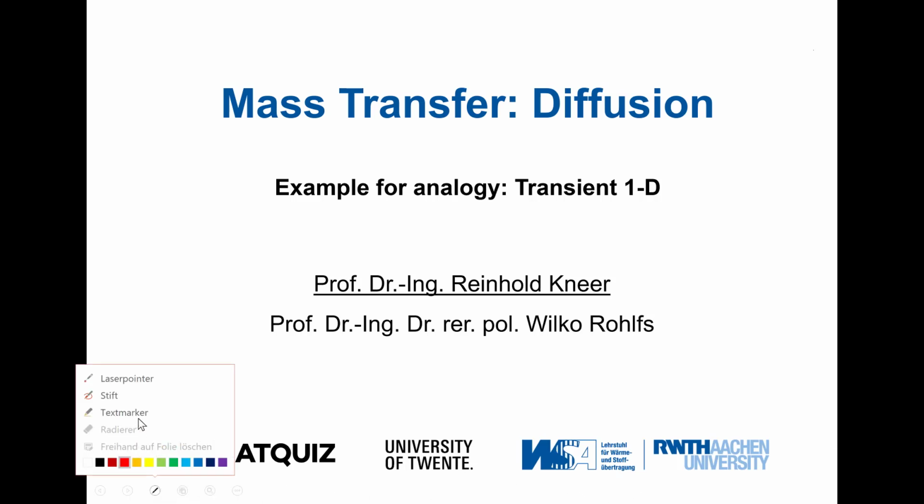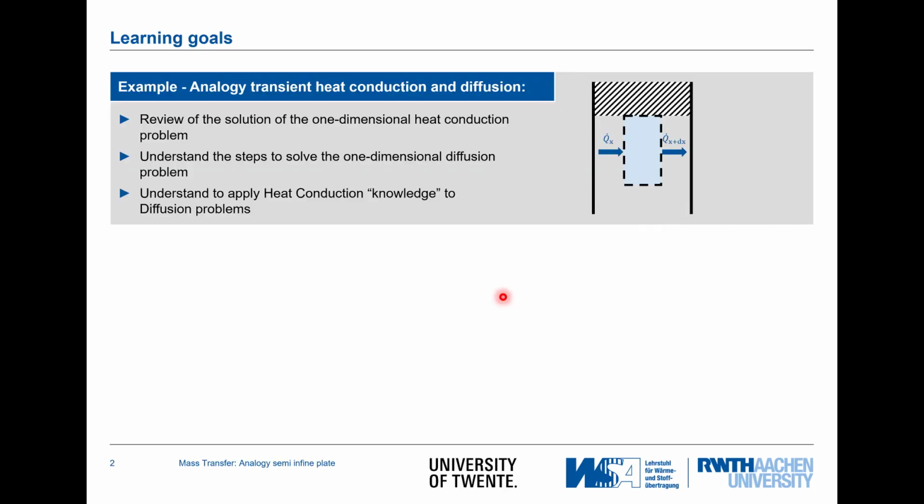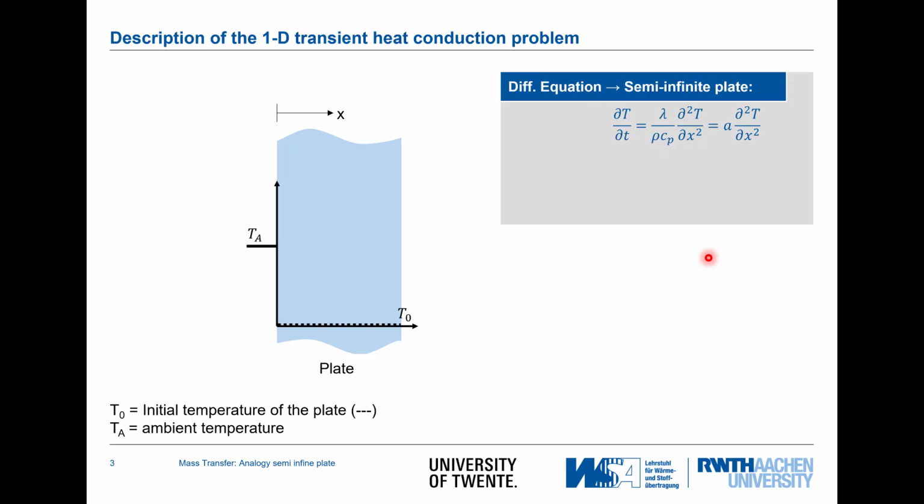Let me just pick up my laser pointer. What we will do is review the solution of the 1D heat conduction problem as it's sketched here. However, the transient one. We will understand the steps that led to the solution, then try to carry over or apply the knowledge from there to the diffusional mass transfer case. So diffusional heat transfer, diffusional mass transfer. Let's have a look at the setup.